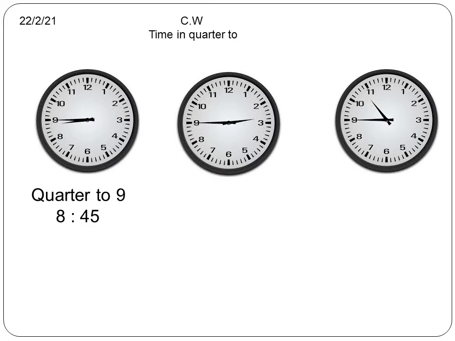Next sum. The long hand is pointing towards 9. The short hand is between 2 and 3. It has not yet reached 3. So it is quarter to 3. After 15 minutes it is 3 o'clock. So the time is 2:45.